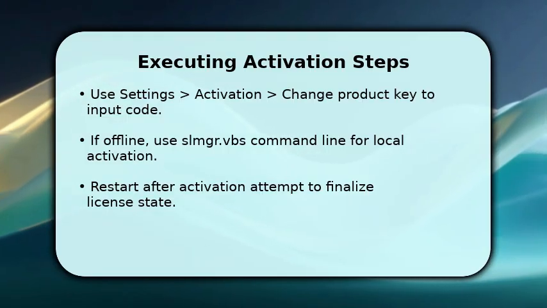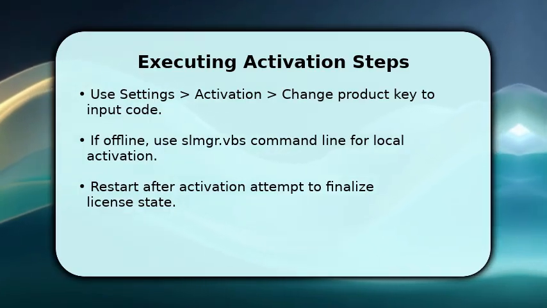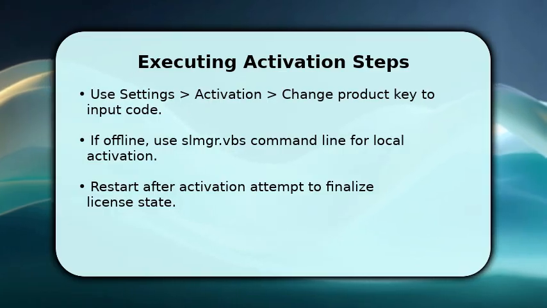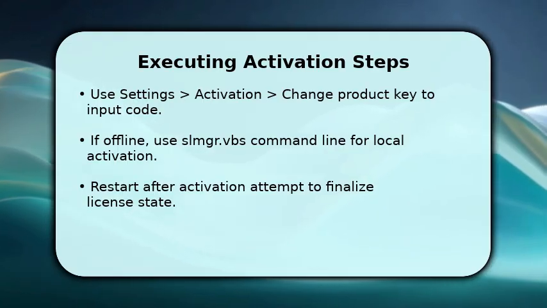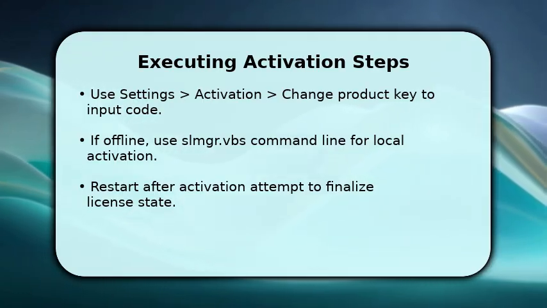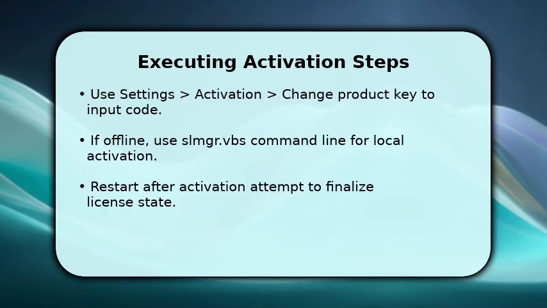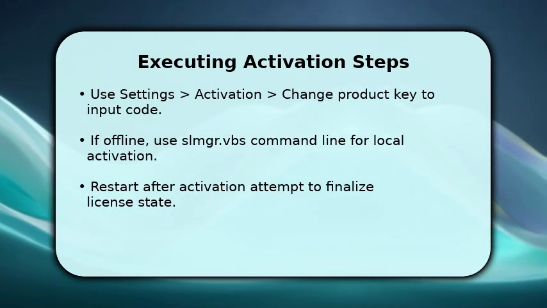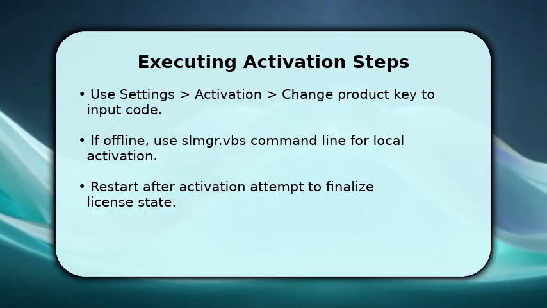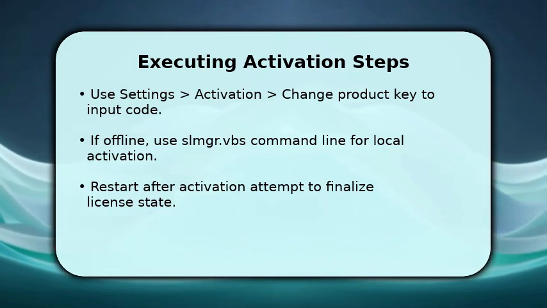After entering the key in Settings, the client contacts Microsoft servers. Wait for confirmation. If servers aren't reachable, open an elevated command prompt and run slmgr.vbs /ipk followed by your key, then slmgr.vbs /ato to force activation when online. Make sure Windows Update isn't blocking network traffic. Once successful, restart Windows to allow license services to refresh and reflect the activated state in the system UI.